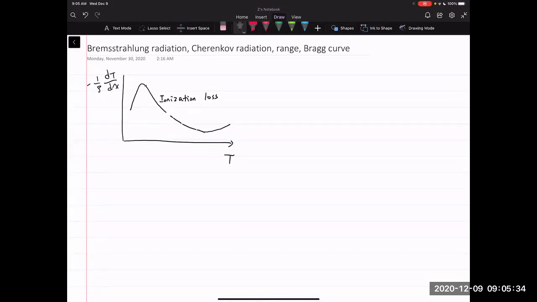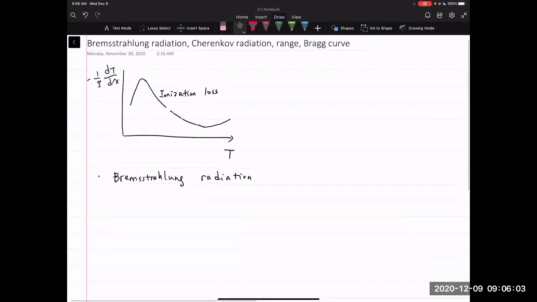There are two additional ways for charged particles to lose energy. One is Bremsstrahlung radiation, the other is Cherenkov radiation. Let's talk about them now. First, Bremsstrahlung radiation. This is something we had already encountered a couple of times from the beginning of the semester and in the middle of the semester. Bremsstrahlung radiation refers to the electromagnetic radiation generated by a moving charged particle.